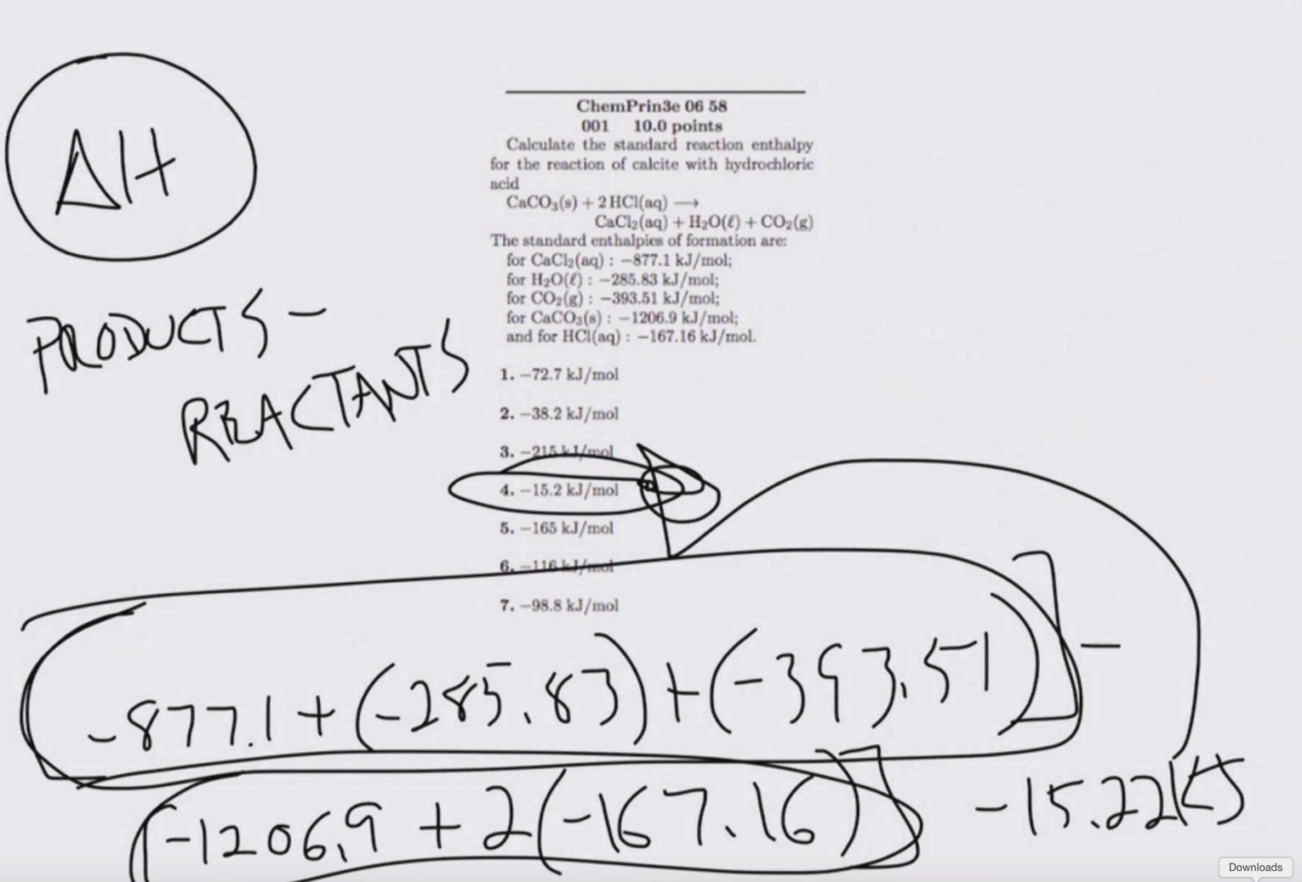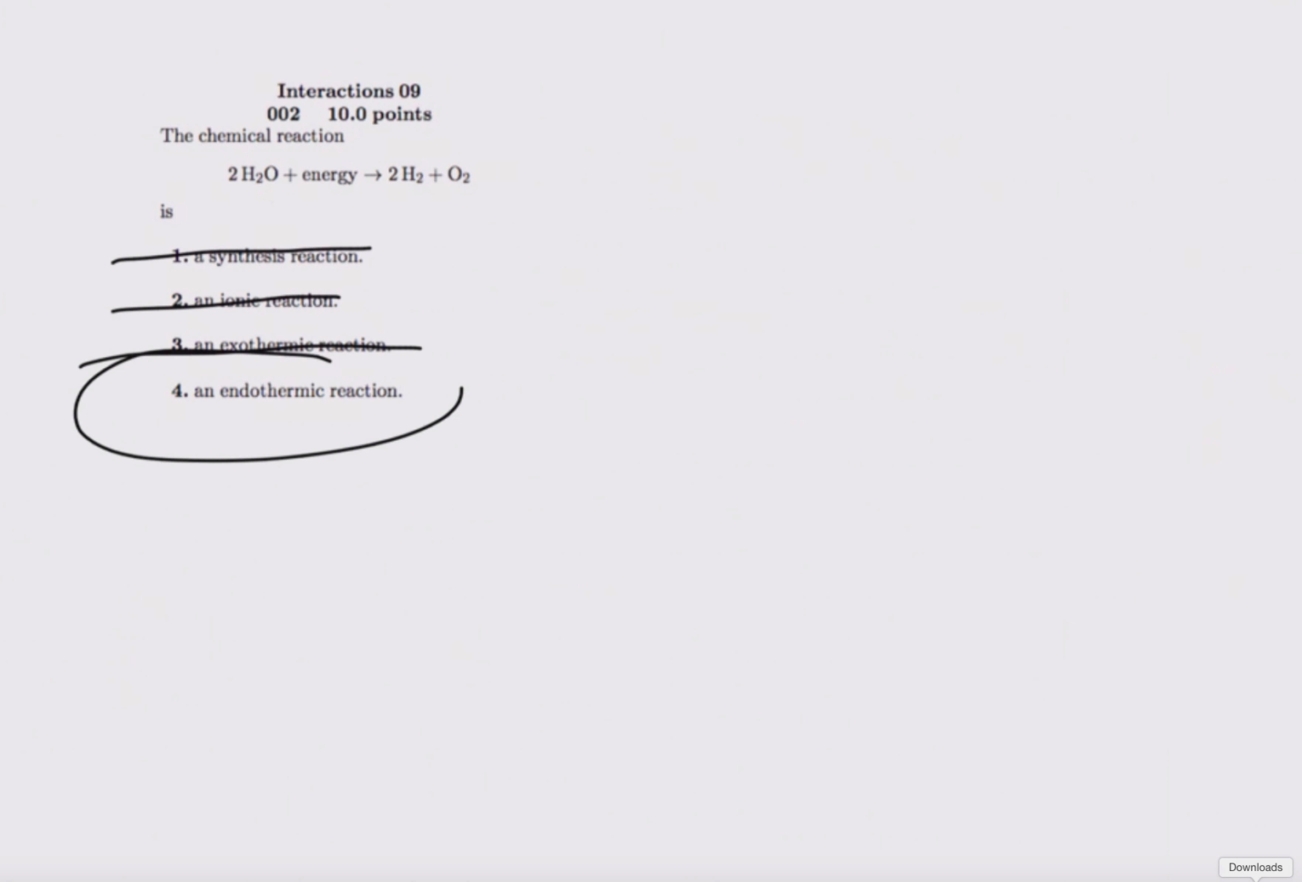The chemical reaction 2H2O plus energy produces 2H2 and O2 is, well, it's not synthesis because we're breaking the water up. It's not ionic. It is not exothermic. It is endothermic. Anytime energy is on the left-hand side, that means it is endothermic. It needs energy to get going and to continue to go. It takes energy to break apart water molecules. So that's an endothermic reaction.